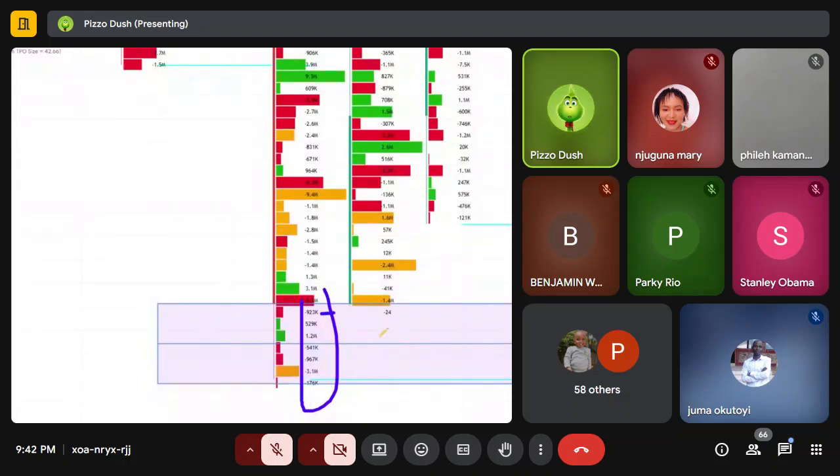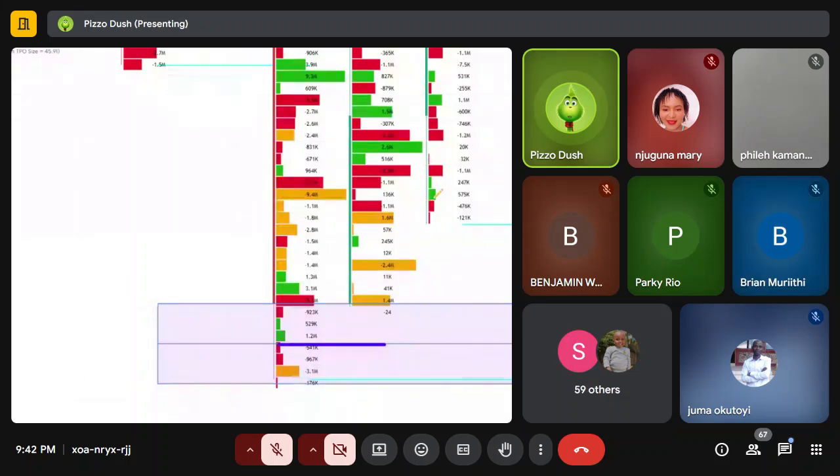923k sellers. Let me see, 923k sellers, 529k buyers, 1.2 million buyers, 541k sellers, 967k sellers, 3.1 million sellers, and 176k sellers. So actually that was a liquidity zone. You can see kuna a lot of sell side. Then kulikuwa na a lot of sellers hapo hivyo, so they all ended up being trapped down here.